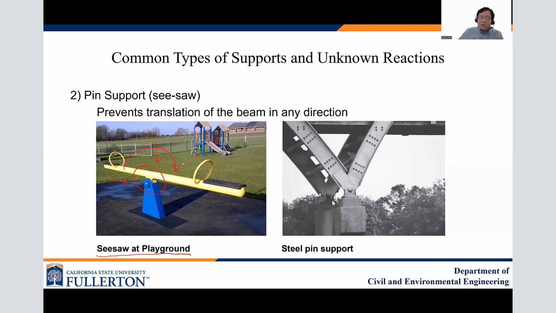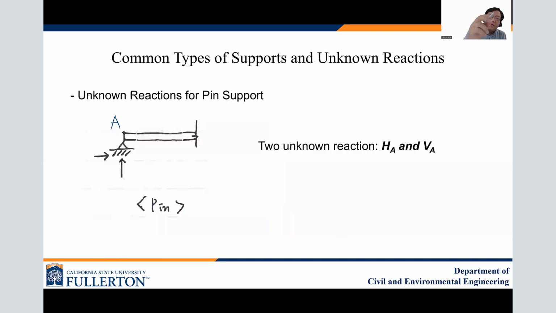This picture shows a steel pin support. You can see that this symbol represents the pin support. As I mentioned, there are two unknown reactions, HA and BA, for the pin support: a horizontal direction and a vertical direction of the unknown reactions.